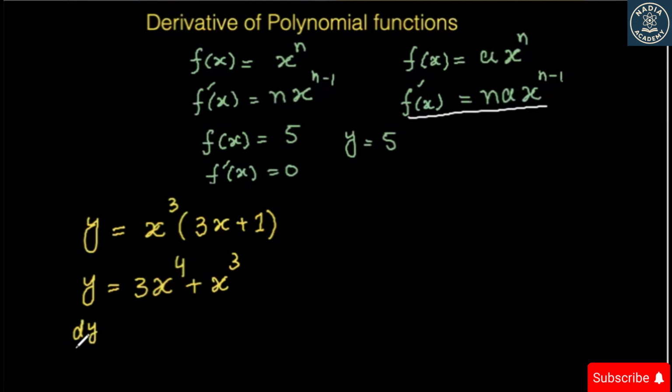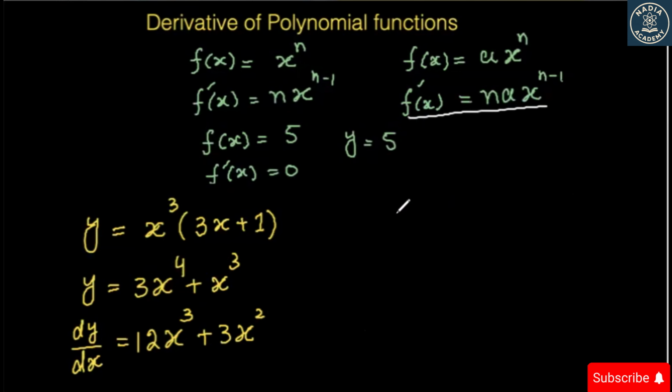So dy over dx will be equal to applying the derivative to the individual terms. This x power is 4, and 4 is going to multiply with 3. The answer is 12, and the power of x will reduce by 1. And here the coefficient already is 1, so 3 times 1 is 3, and the x power will reduce by 1, so it is 2 now. So this is the answer.